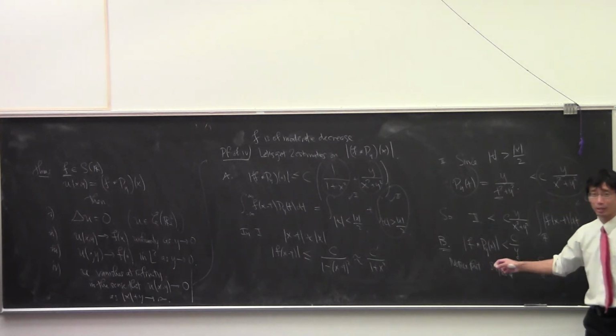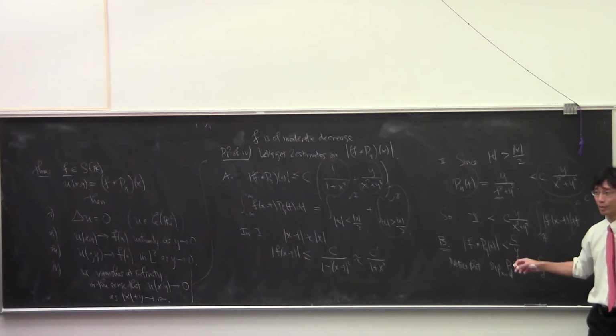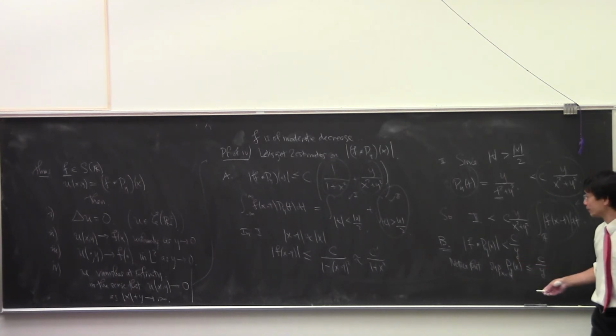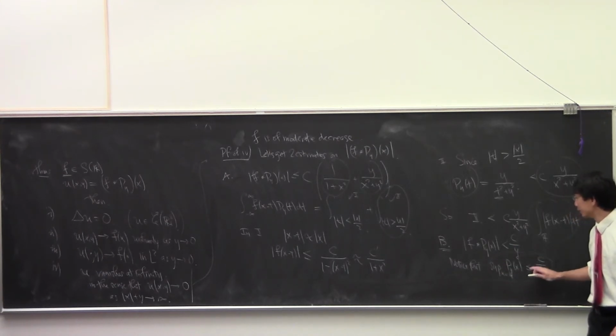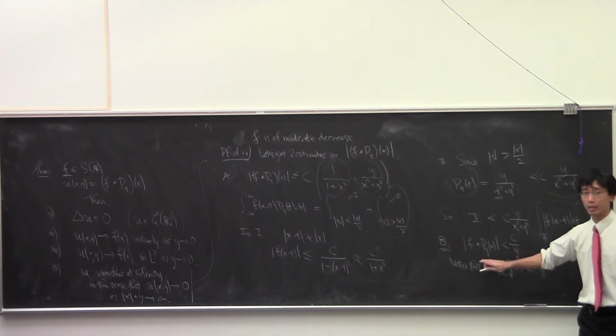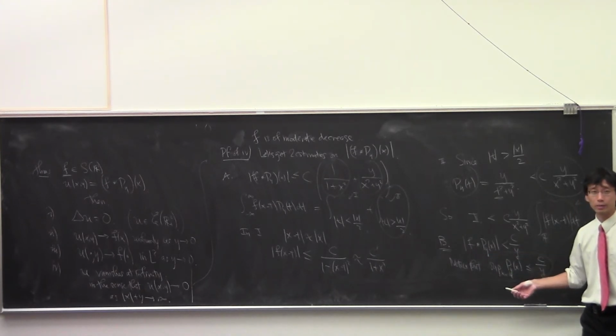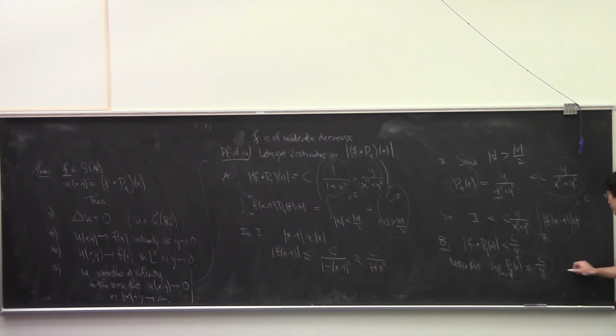can anyone give me a reason why this is plausible? Why does this make sense? Well, you know that this guy is controlled by c over y, right? And convolving with f, right? f is a function of moderate decrease, right? So x you want to think of as bounded. It's controlled by 1 over 1 plus x squared.